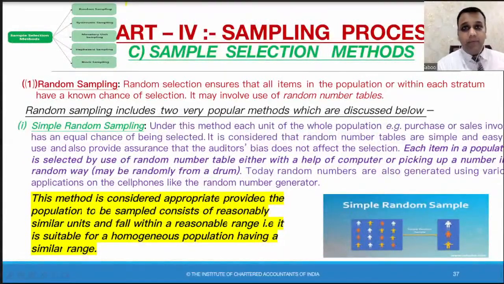Last part in the sampling process, the sample selection methods. Oh, sorry, not the last part in the sampling process, but the last part in the process of extracting samples. So, the sample selection methods.